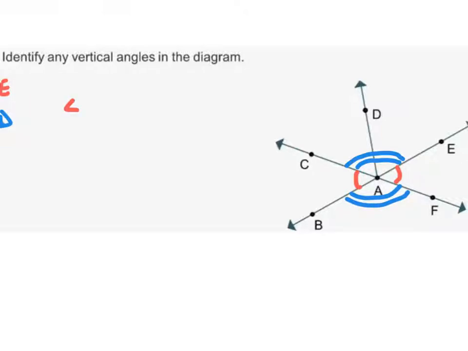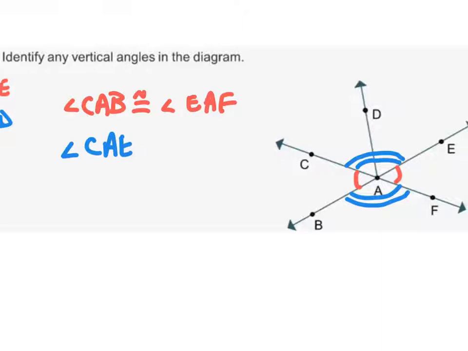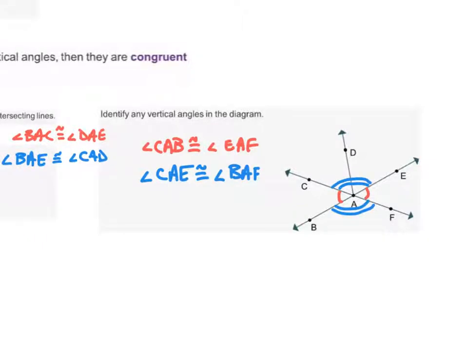So I'm going to write the pairs out. Angle CAB is congruent to angle EAF, and angle CAE is congruent to angle BAF. They're just angles that are across from each other. Now notice that this line doesn't go all the way through. It stops at point A, so there's nothing on this other side, therefore we can't make any conclusions about these two angles here.